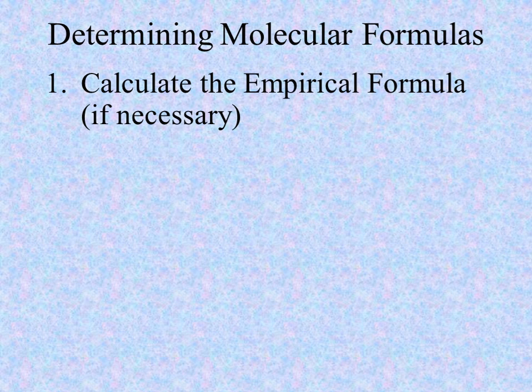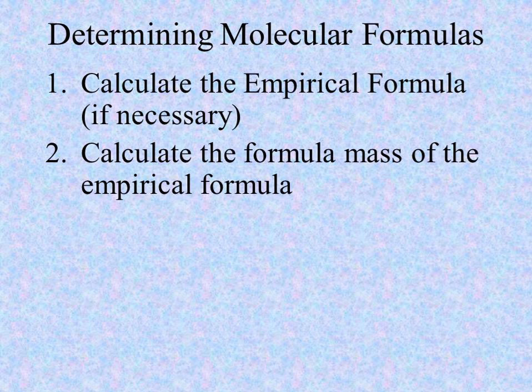So to determine the molecular formula, the first thing we need to start with is that formula in its simplest ratio, the empirical formula. If we are not provided with that empirical formula, then we need to go through the steps that we've discussed and calculate it first. Once we have that empirical formula in hand, we then need to use our periodic table and calculate the formula mass for that empirical formula.